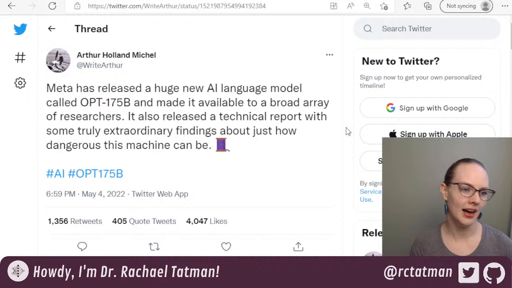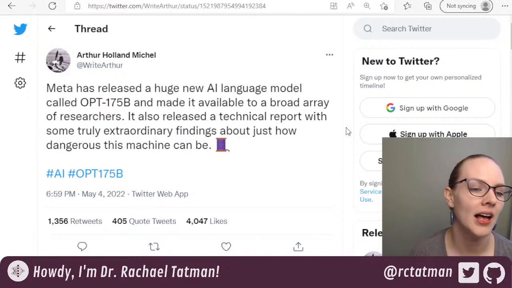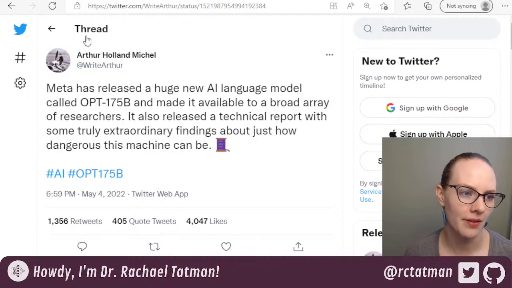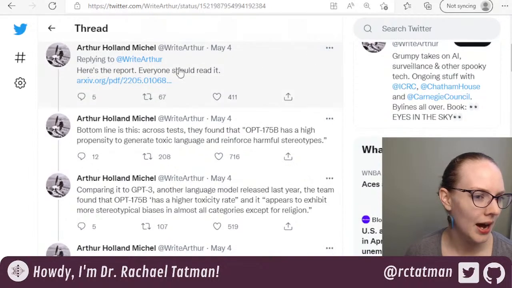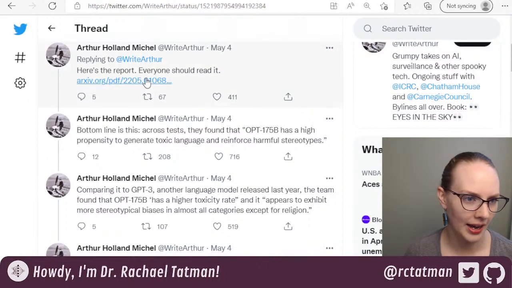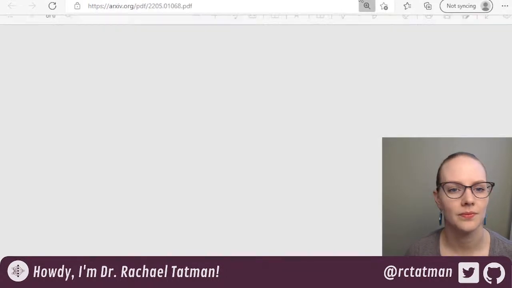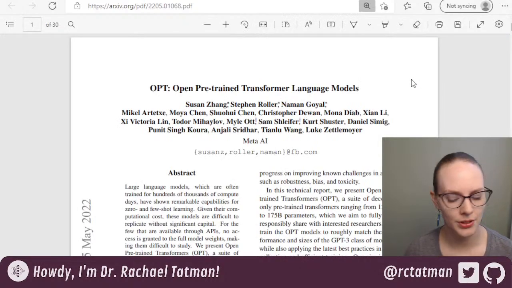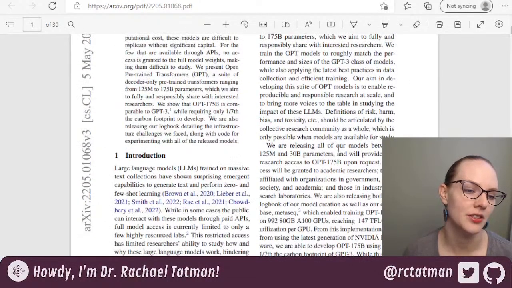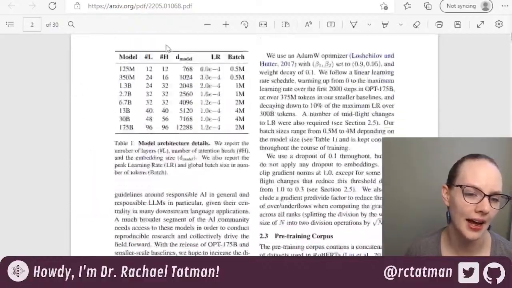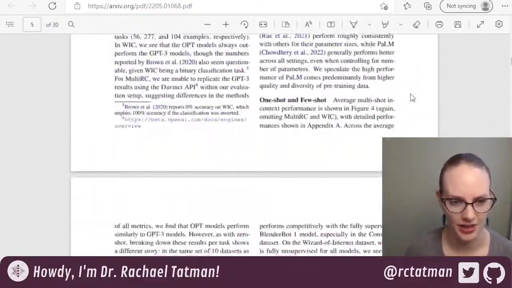All right. And they also released a technical report. I'm just going to read through this. So this is by Arthur Holland Michael, or Michelle, perhaps. The report is on arXiv, and this is the one that we were just looking at, and it includes a lot of discussion of things.